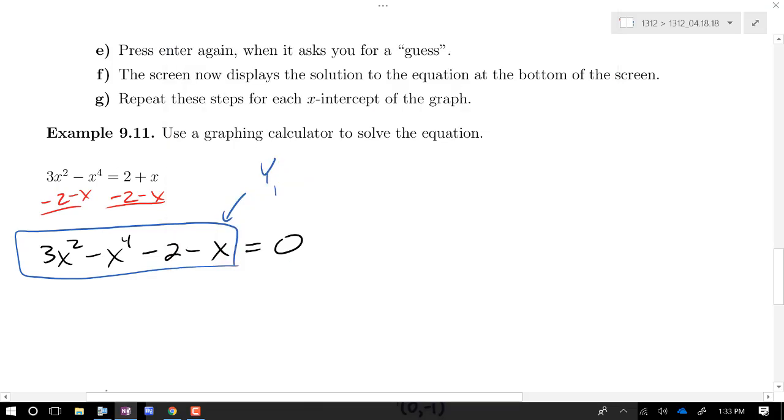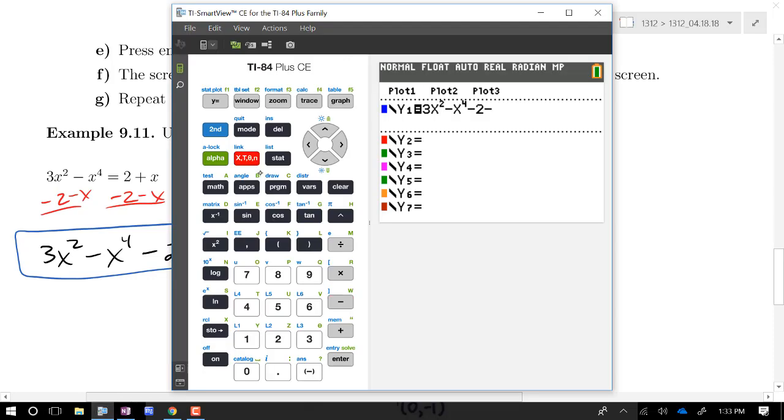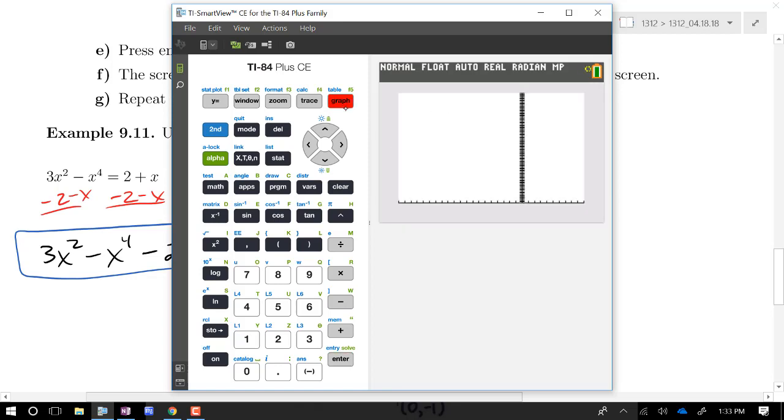Minus 2 minus x. Okay. Now, if I hit the graph button, it's still got my old window in it, and I can just barely see a little tiny piece of this function here. So I'm going to go back.